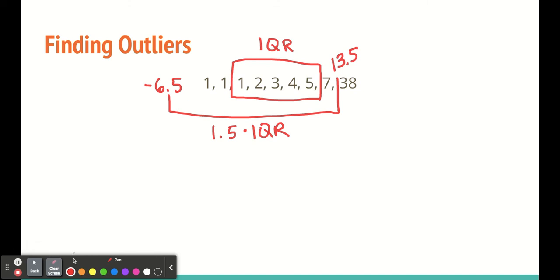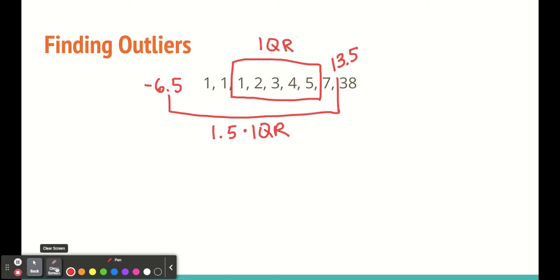So we can see a little bit of a summary here of what we've just done. We found the interquartile range. We stretched it out by what we say is a reasonable amount. We multiplied it by 1.5. And anything outside of that stretched range we consider to be an outlier. That's why 38 is indeed an outlier.